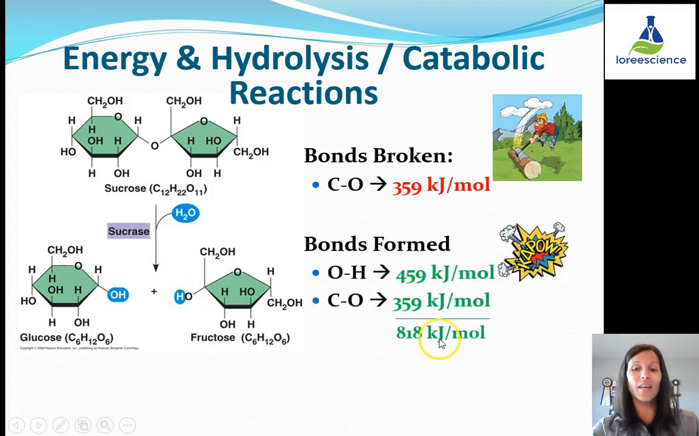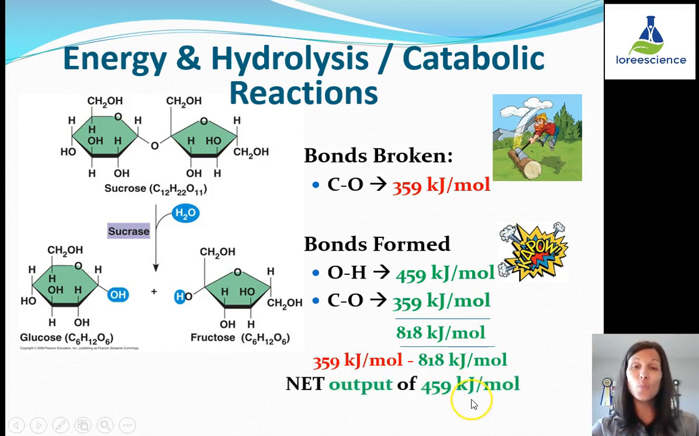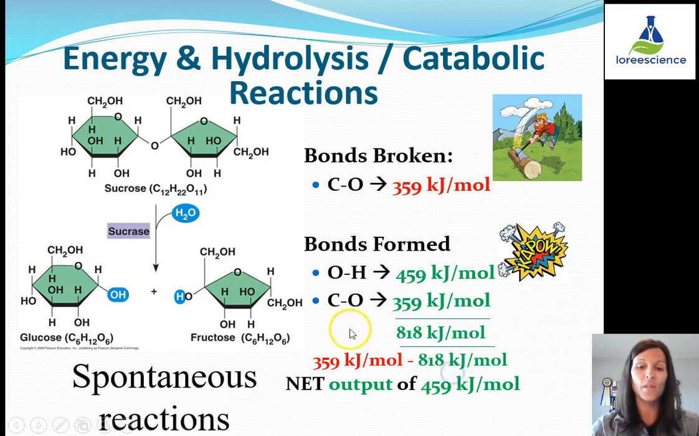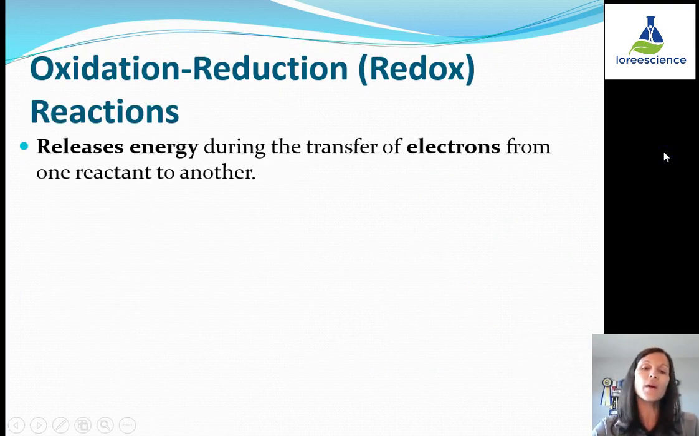So overall, a net of 818 kilojoules per mole being released. So we put in 359, we released 818, net output or release of 459 kilojoules per mole. So that's why catabolic reactions are said to be exergonic, because there is more energy being released from the bonds that have been formed. Sometimes catabolic reactions are known as spontaneous reactions because there's this net release of energy. It just takes a little nudge to kind of get going, and then the ball gets rolling with the net release of energy.